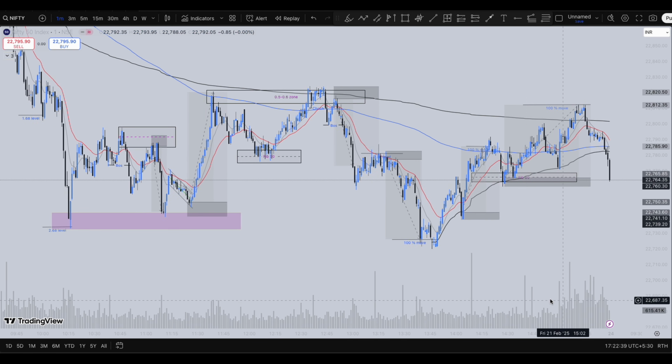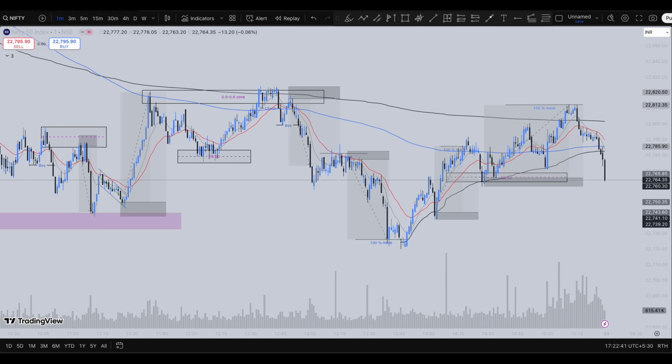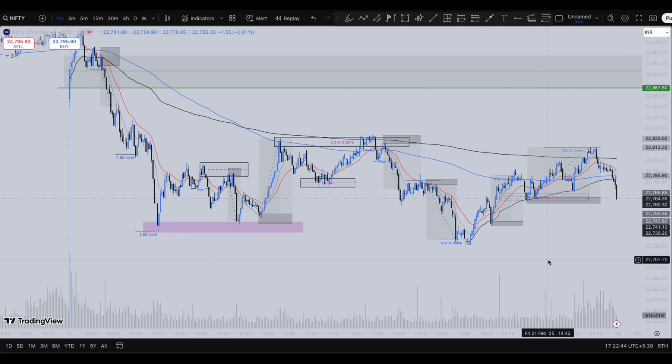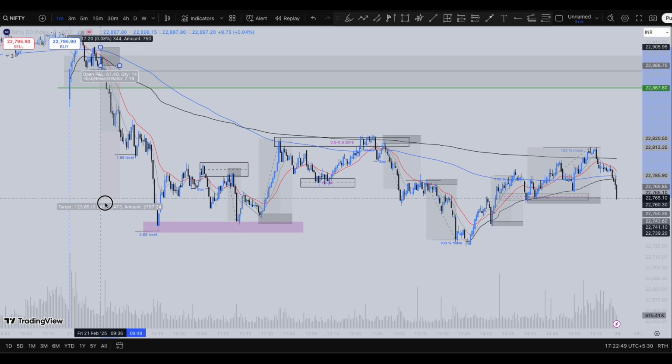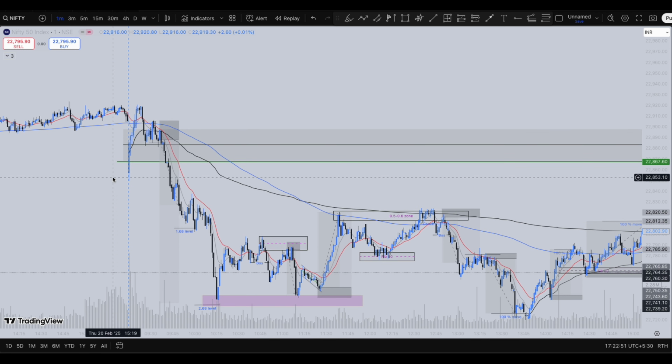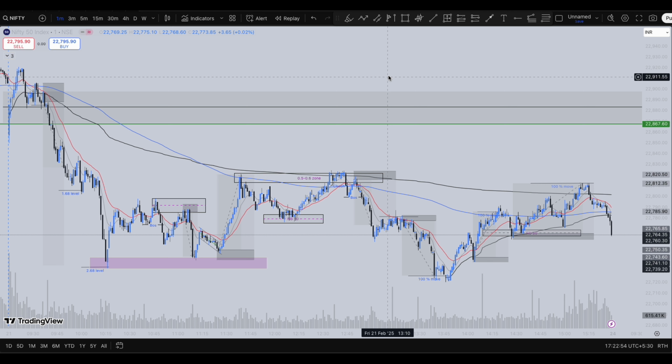So it went all the way to 100% move here. Look at this trade, guys, in Nifty 50. As I have told you, how the market has behaved and how you could have targeted all the way to this 2.68 level, this fib of this retracement. This is about Nifty 50, guys.